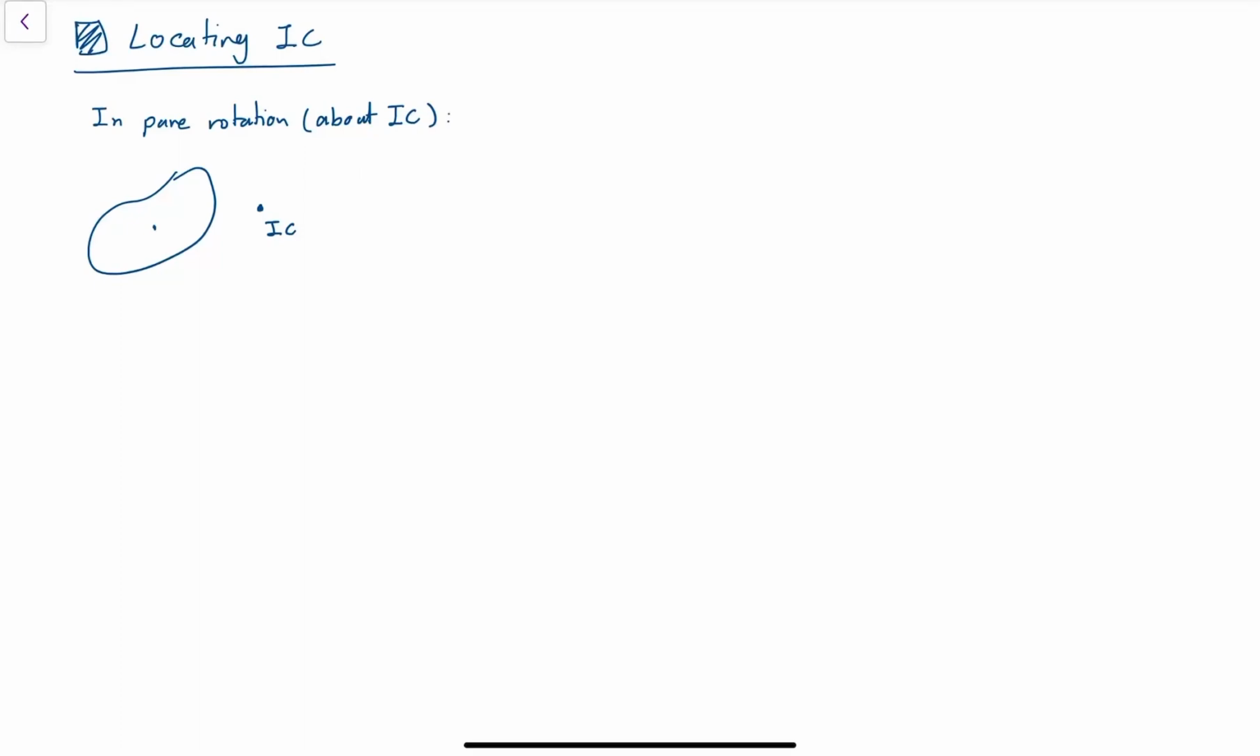So the last thing we want to talk about is how can we locate this instantaneous center. In the previous video, we saw how useful instantaneous center is in simplifying the velocity level problems. And we also mentioned that it exists and it is unique, but we don't know where it is. And this is what we will do today.